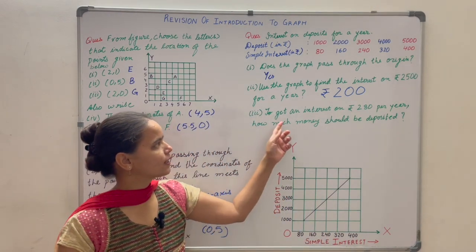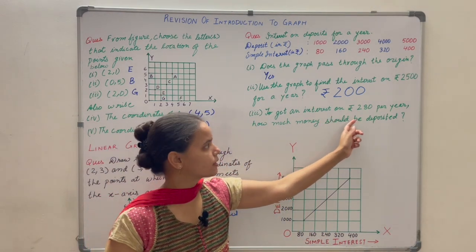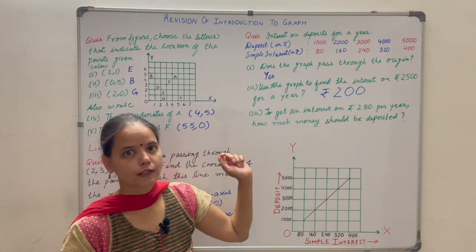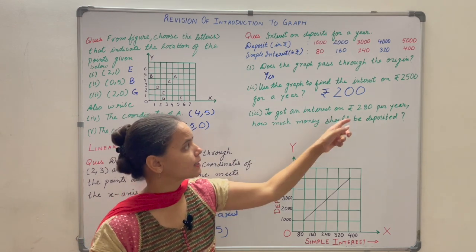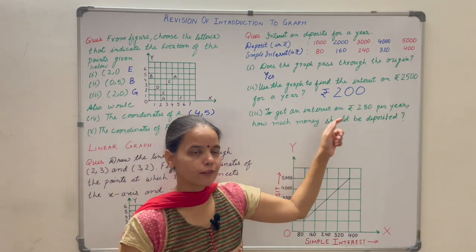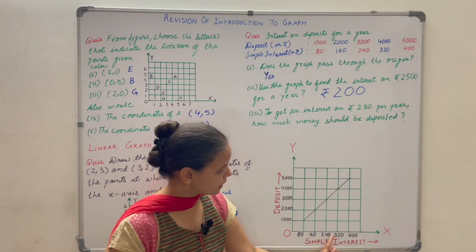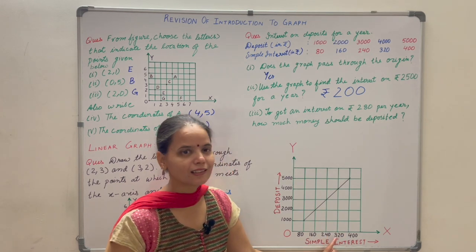Next question, to get an interest on rupees 280 per year, how much money should be deposited? So you have to find out how much money should be deposited. This is the interest given to you. And where have you plotted the interest? On x-axis. 280 is exactly between 240 and 320.